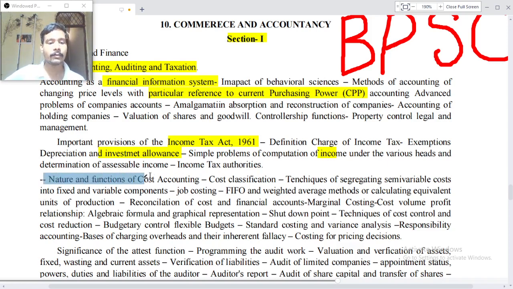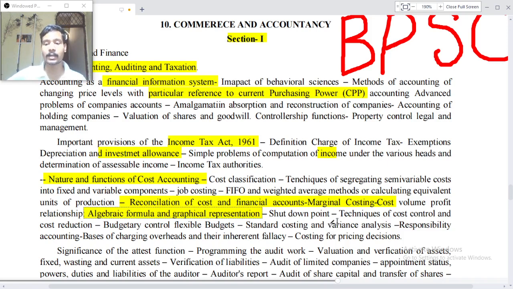Now, nature and function of cost accounting. Cost classification, techniques of segregating semi-variable cost into fixed and variable components. Job costing, FIFO and average methods of calculating equivalent units of production, reconciliation of the cost and financial accounts. Marginal costing, cost volume profit relationship, algebraic formula and graphical representation.